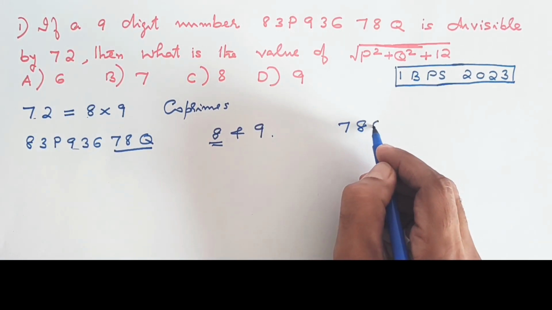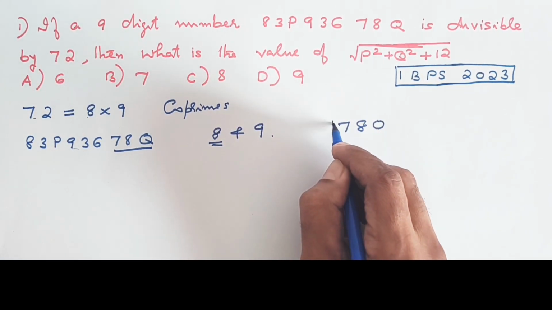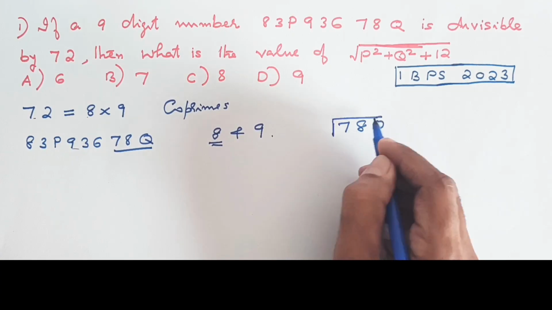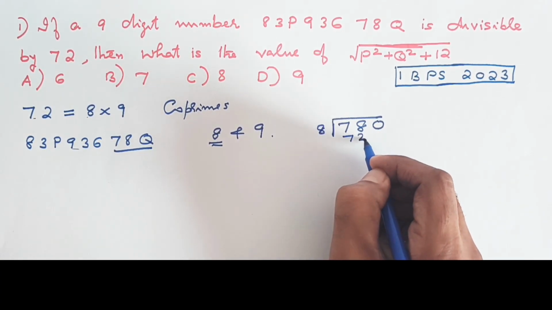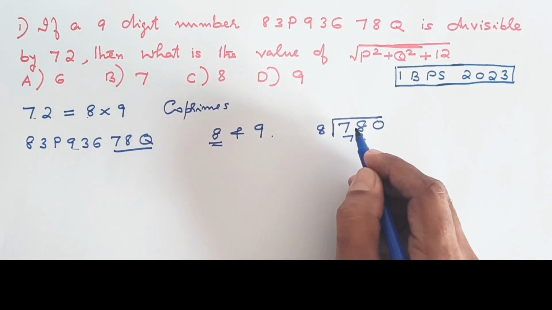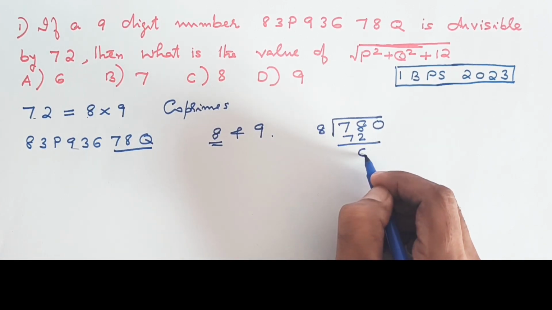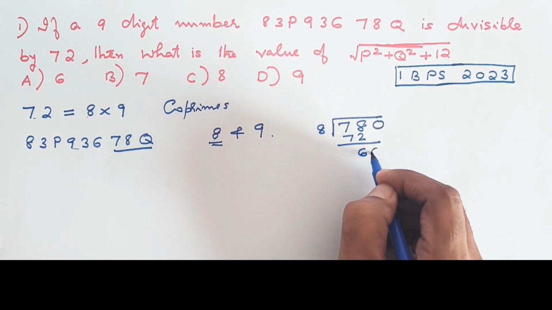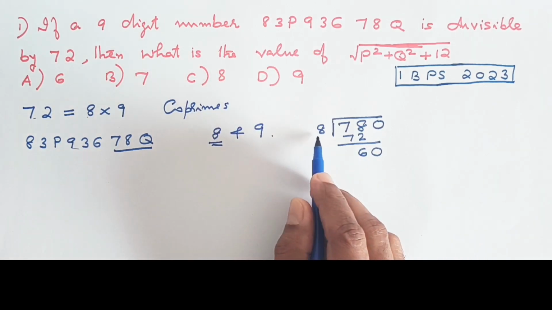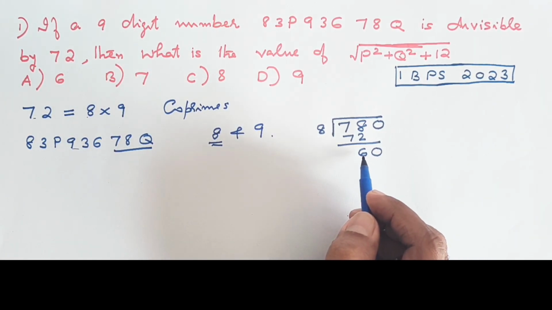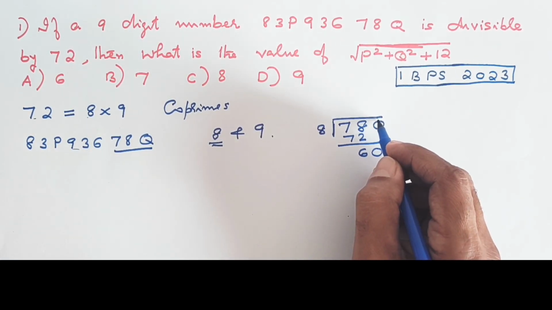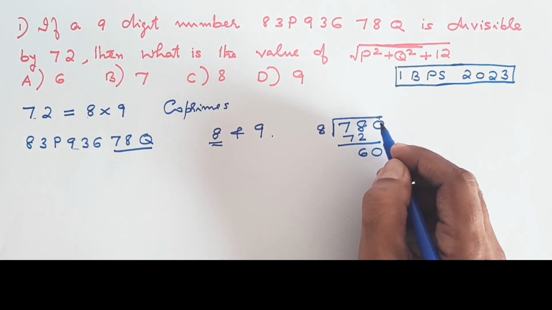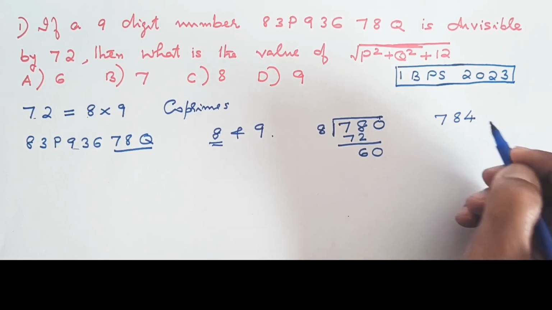So let me use the smallest possible value. You get 780. Then divide that number by 8. You get 72. I'm not writing the quotient just to save a little time. Remainder is 6. You bring down this 0 and write here. As you know, 8 does not divide 60. But we know that 8 divides 64. Which means if you write 4 here, you will be getting 784.